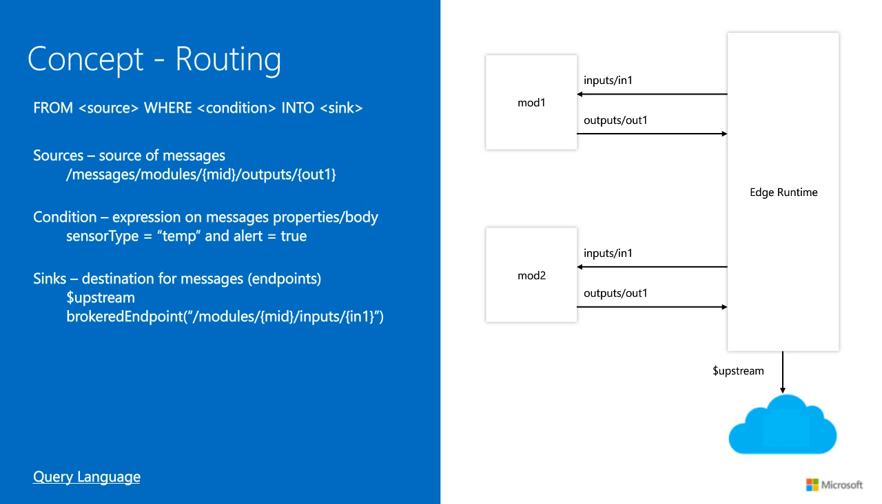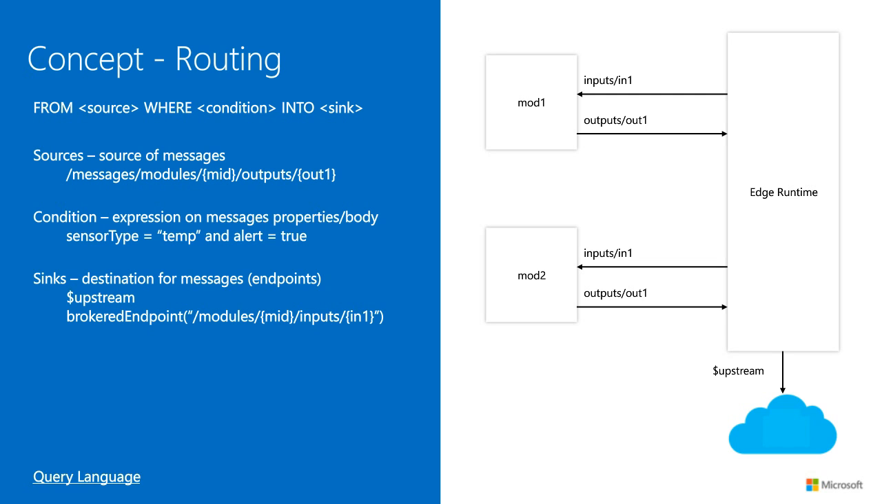The sinks are the destination for the messages when you define the routing. $upstream, with a dollar sign in front of it, is for sending data up to Azure. The broker endpoints are what allow you to find the inputs for the various modules that are running on the device itself, with the same syntax where you point to a module, module ID / inputs, and then pick one of the inputs. For these broker endpoints, you cannot use the star to send info to all the inputs of a device. You have to specify a specific input.